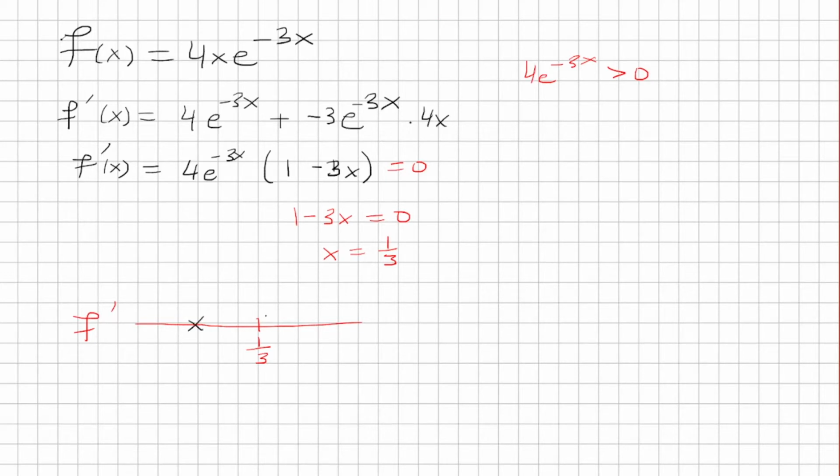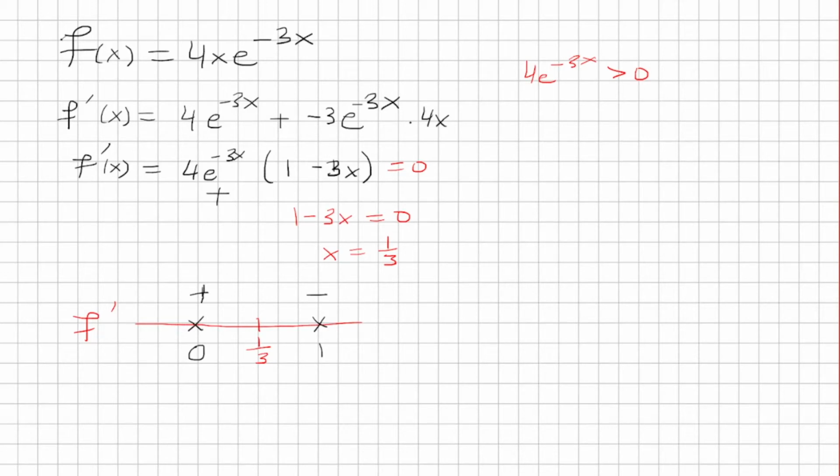So pick a point left of 1/3, right of 1/3. So we'll pick 0 and 1. And when I plug it into the derivative, this is positive always. So we only need to focus on 1 minus 3x. If this is positive, then the whole thing's positive. If this is negative, the whole thing's negative. So plug in 0, we get 1. That's positive. Plug in 1, we get a negative 2.